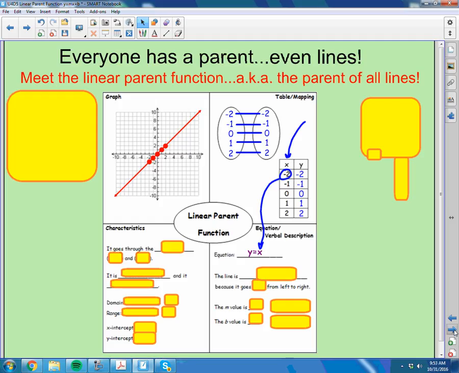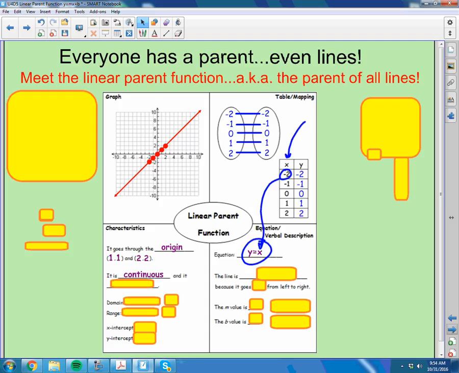It is neither steep nor flat because it is going up, it is rising at the same rate that it is running. Its y-intercept is what? It's 0. That's why the equation looks like this. There is no plus or minus anything. It goes through the origin. Therefore, the y-intercept is it. In fact, if we were to describe it, we would say it goes through the origin. It also goes through 1, 1, 2, 2, 3, 3, etc.